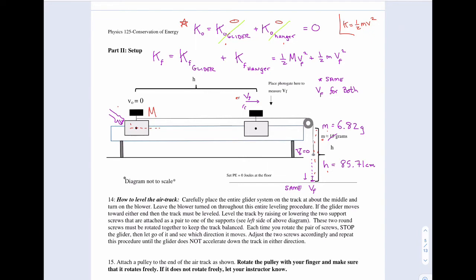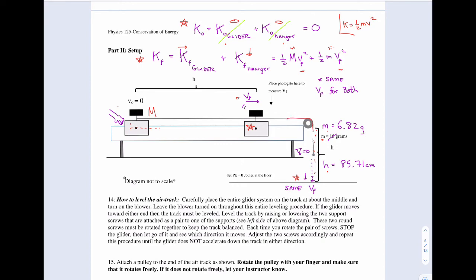Final kinetic energy, K final: the glider's over here, and the hanging mass is on the floor. Well, I should say the hanging mass is just about to hit the floor. So these things are both moving. The glider's headed that way and the mass hanger's headed downward. So the final kinetic energy is the kinetic energy for the glider plus the kinetic energy for the hanging mass. And note, they're both moving at the same final speed because they're connected by the same string.